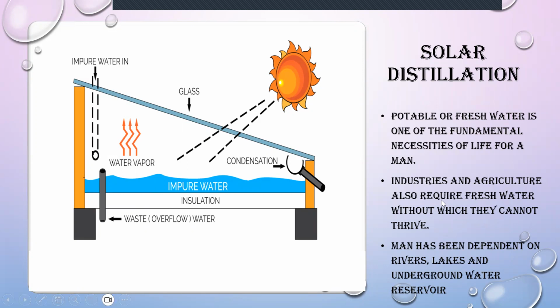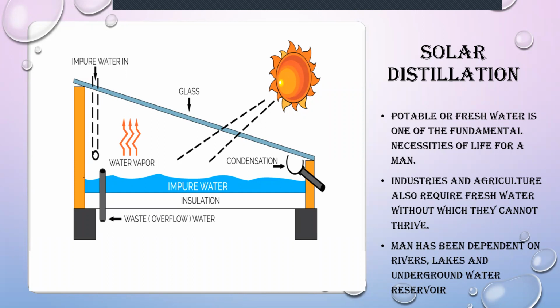The industries and agriculture also started requiring fresh water, because without water, not only human beings but animals or birds cannot survive. So man went in search of rivers, lakes, and underground water reservoirs, and only when they went in search of all these could they fulfill their needs. They can also use solar energy for desalinating seawater, and there are several methods by which solar distillation can happen.